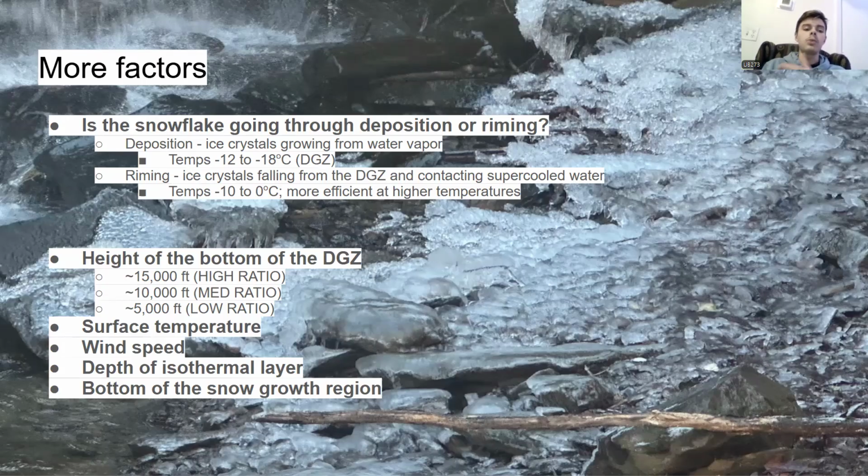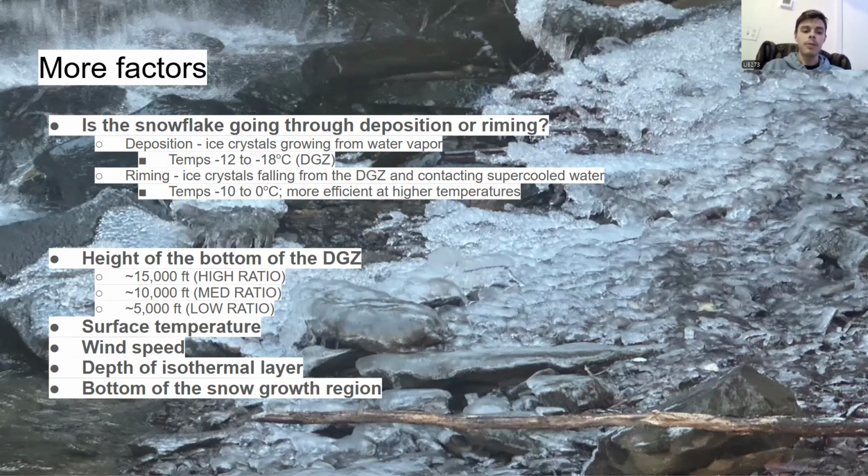Now, another thing is what is the height of the bottom of the dendritic growth zone? The higher that it is, the higher the ratio that we have. So if it's around 15,000 feet, we're going to have a high ratio, 10,000 medium, 5,000 low.